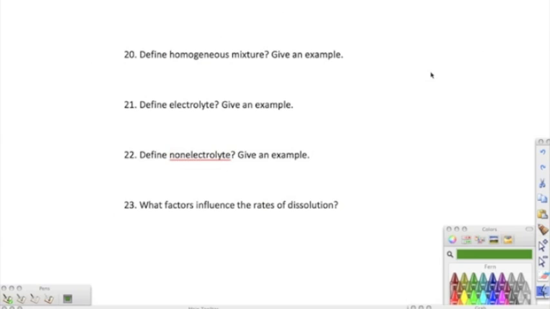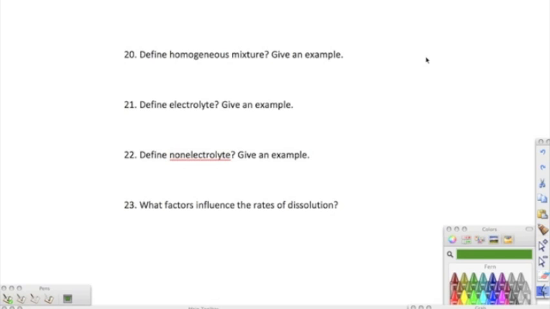Alright guys, moving on to number 20, it says define homogeneous mixture. Give an example. They are uniformly mixed and one cannot make a distinction between the parts, meaning examples of those would be like salt water, sugar water, things like that. You can't look and see the parts inside of it.